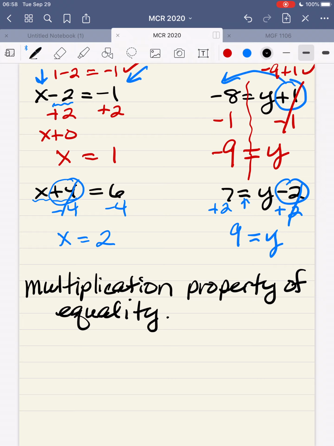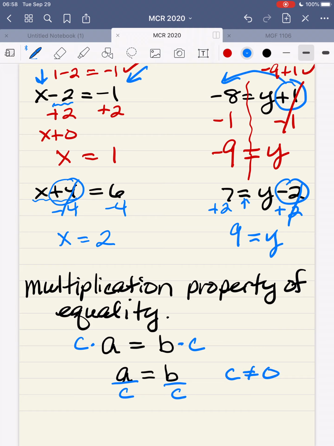So if I have a value a that is equal to b, I can multiply both sides by the same number c, and they're still equal. It also means if I have a equal to b, then I am allowed to go ahead and divide both values by the same number, as long as that number is not 0. So in this case, I have to put an extra thing here. C cannot be equal to 0 because 0 in the bottom of a fraction makes it undefined. So we can't do that.